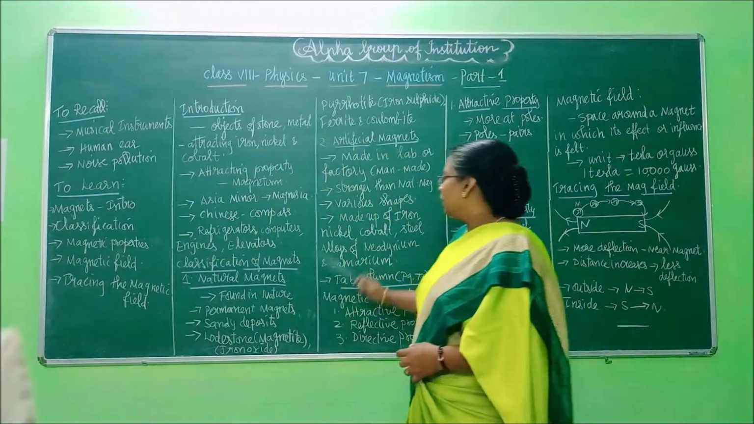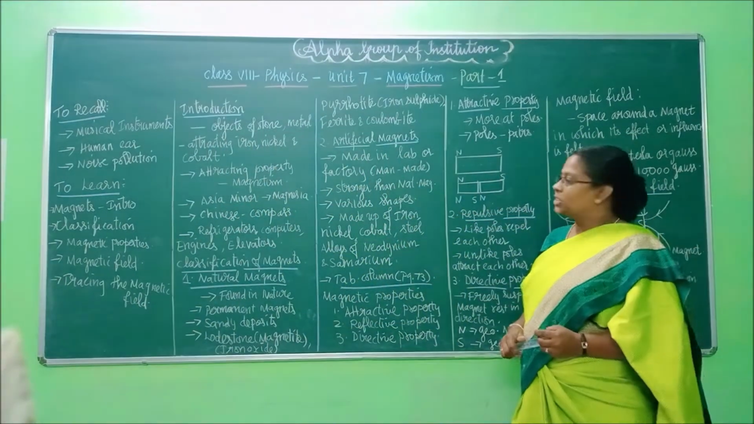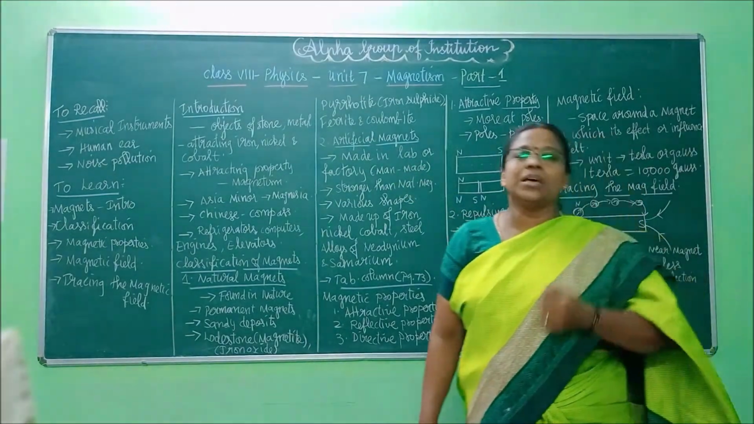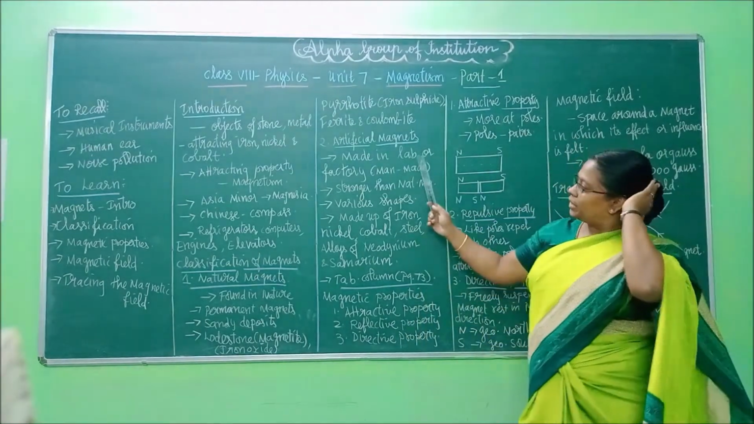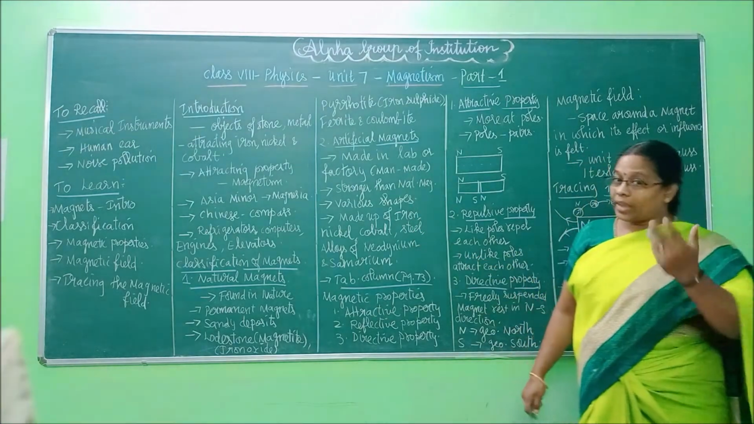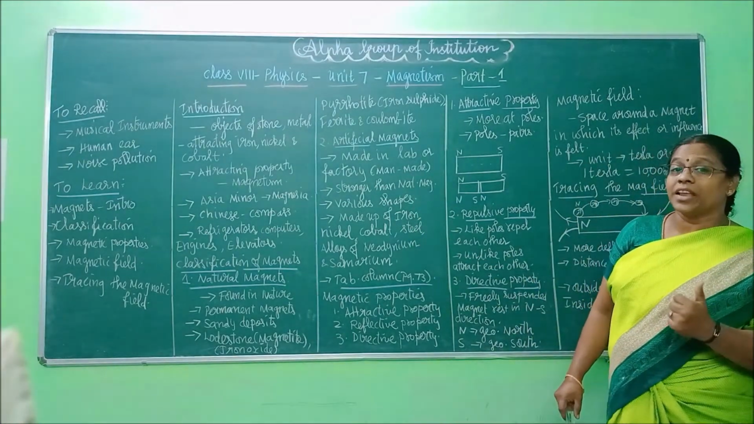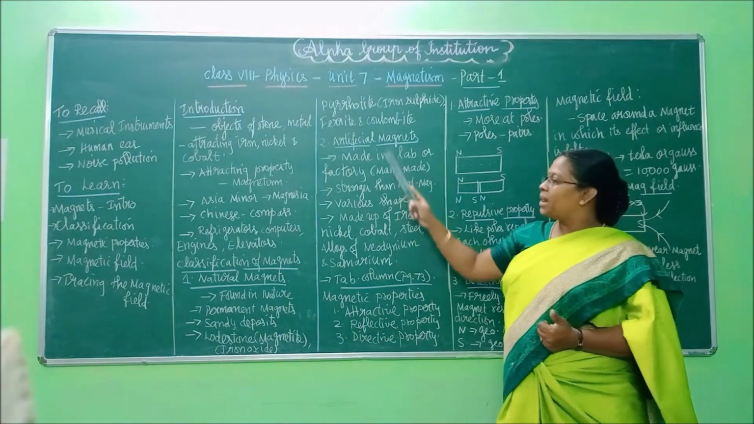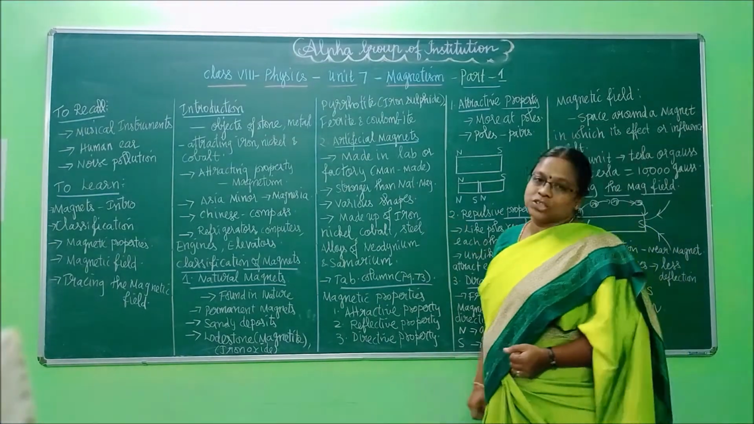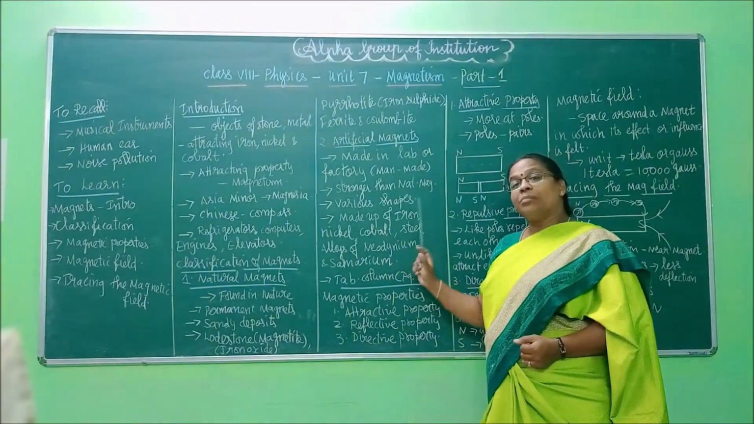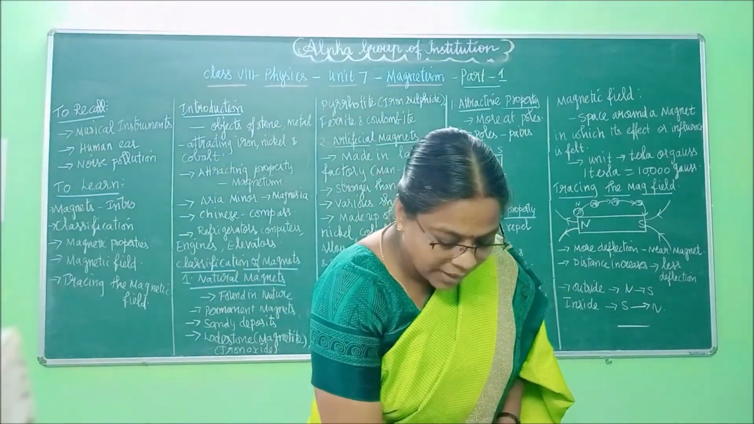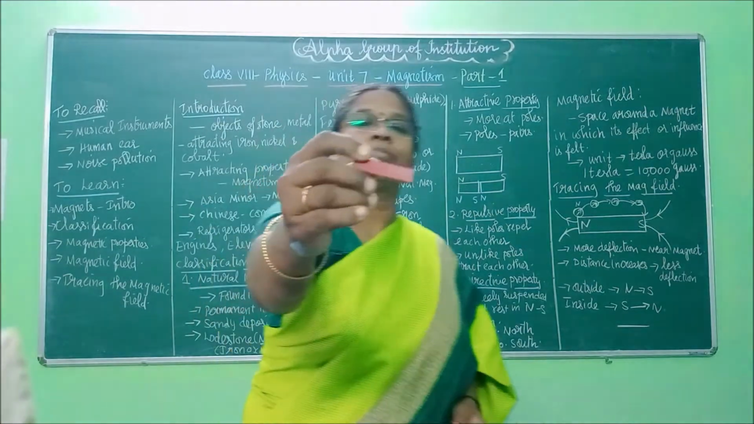Right, children? Now we move into artificial magnets. The name itself says artificial. Artificial means what? It is a man-made magnet. So it is made in labs or factories. It is a man-made magnet, and what we make is much stronger than nature's. These magnets can exhibit more magnetic property than natural magnets. And they can be made in different shapes. Some can be bar shapes. So these are the bar magnets.